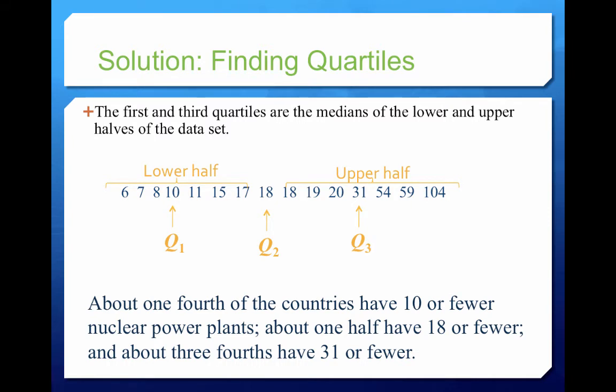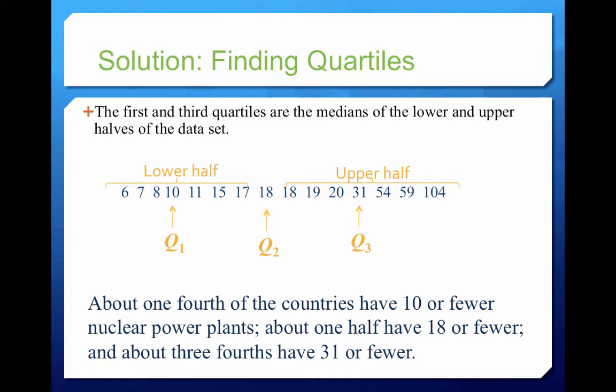All right, so here we're going to find our quartiles. We've got our median of 18. All right, so how are we going to go about finding Q1 and Q3? Well, guys, it's pretty easy. They're just the medians of the lower half and upper half. All right, so looking at our lower half, our numbers 6 through 17, we need to find the median of those 7 numbers. Well, that's easy. We can see it's 10, the middle number, so Q1 is going to be 10. All right, in other words, about 1/4 of the countries have 10 or fewer nuclear power plants.